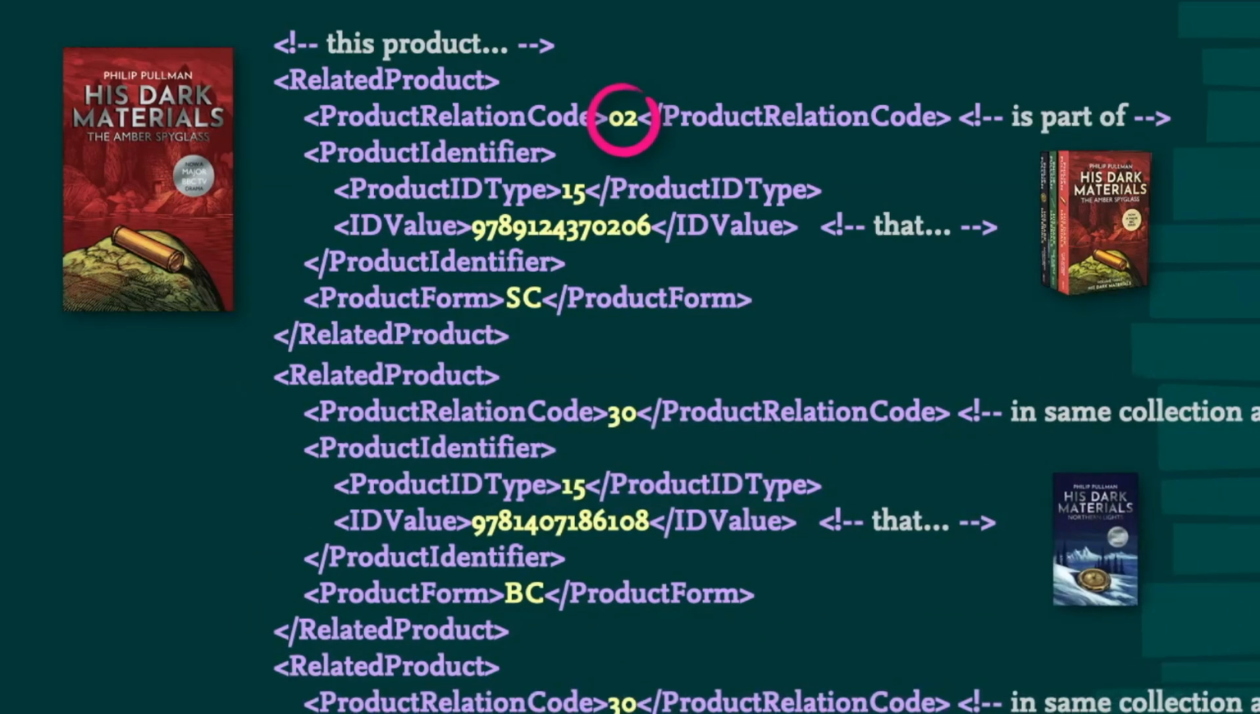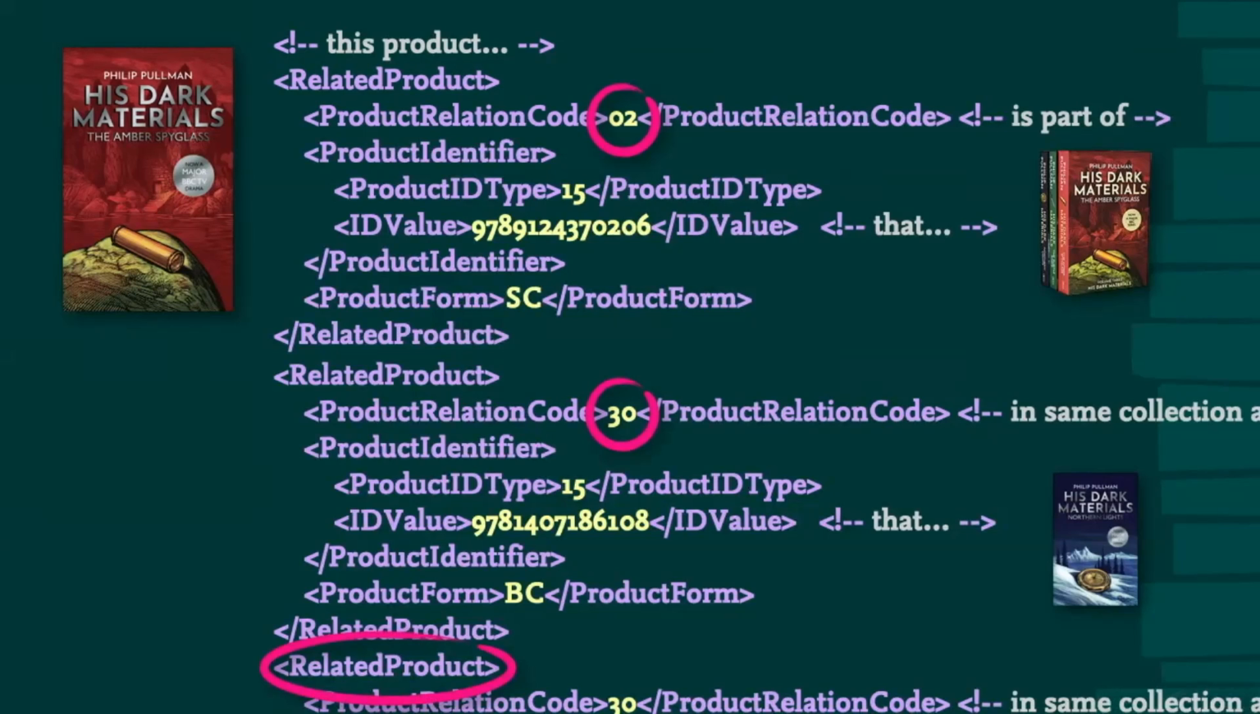And here's what the in-same collection relationship looks like. This is a single book. The Amber Spyglass is in the same collection as that book, Northern Lights, and that's relation code 30. If you're being maximally explicit, there would be 2 such relationships for each of the 3 books in the collection.